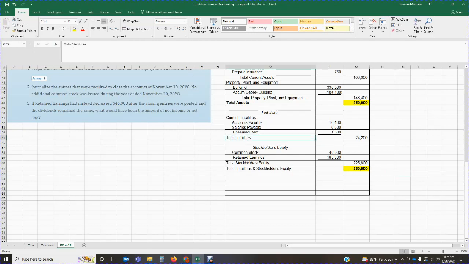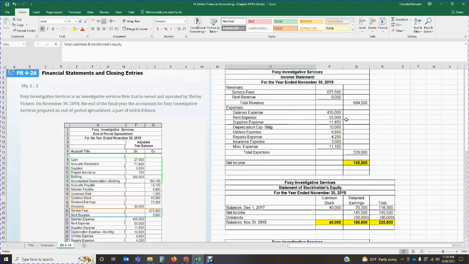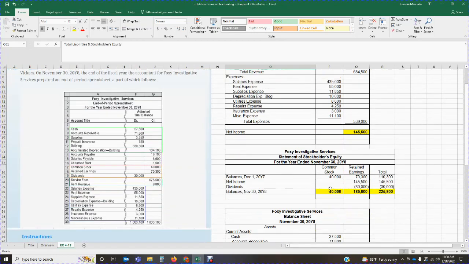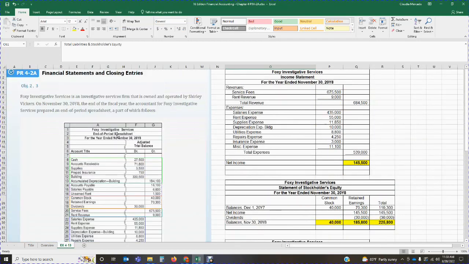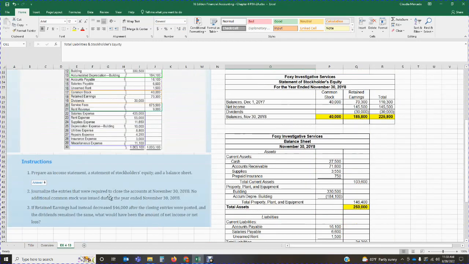Okay, remember, total assets must equal your total liabilities and stockholders' equity. And I misspelled liabilities, guys. Okay, let me fix it. Liabilities. Total liabilities. There we go. Okay, so total assets need to equal your total liabilities and stockholders' equity, which we do. We are at $250,000. So we've prepared our income statement, our statement of stockholders' equity, and our balance sheet, and we've used up all of the information provided. Okay? So requirement 1 is to prepare an income statement, statement of stockholders' equity, and balance sheet. Okay?